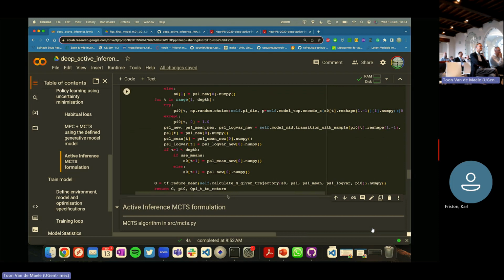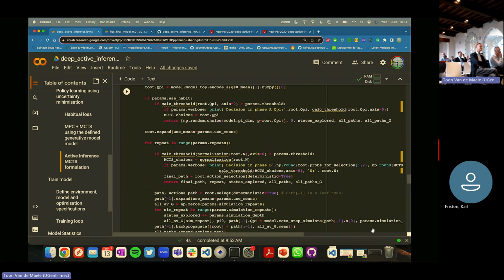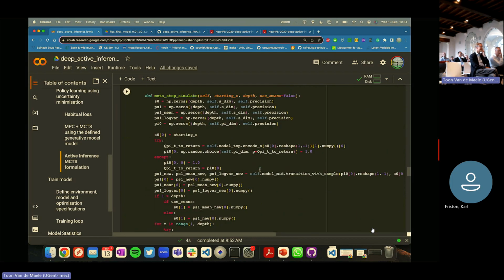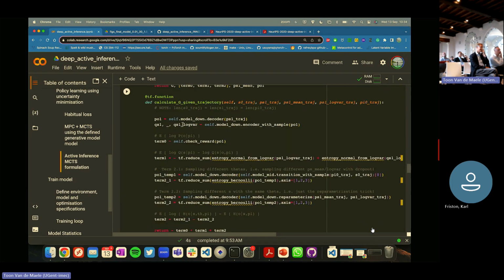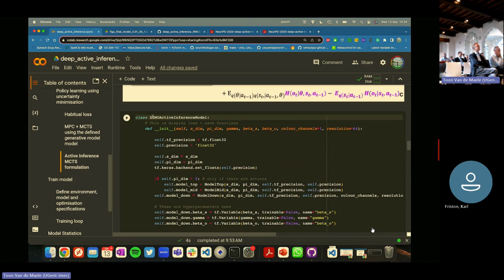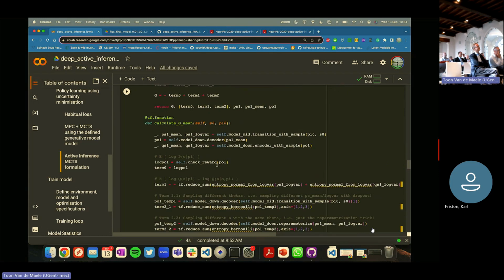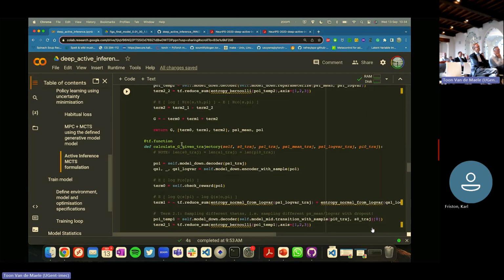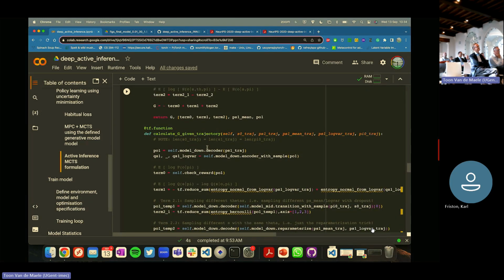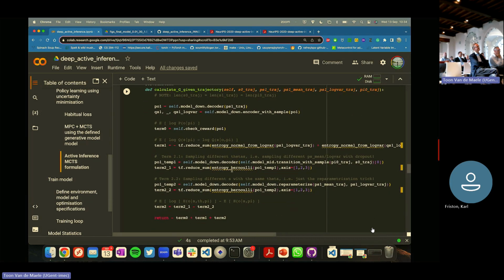So we use that formulation to calculate the expected free energy trajectories. And in the code, when you look at it, this particular function, going up here, the demo active inference model, it's got the calculate the expected free energy, or the G, given trajectories, and that's what we're using during the MCTS formulation.